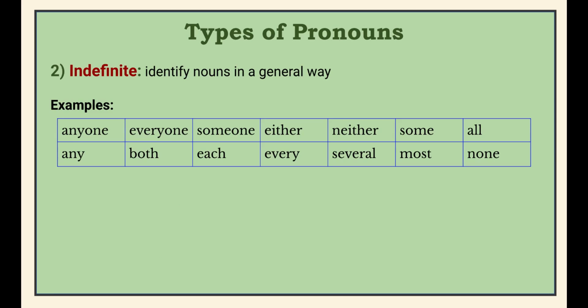The second type of pronouns are indefinite. Indefinite pronouns identify nouns in a general or non-specific way. Here are some examples of indefinite pronouns that you can write down in your notes, but there are many more.